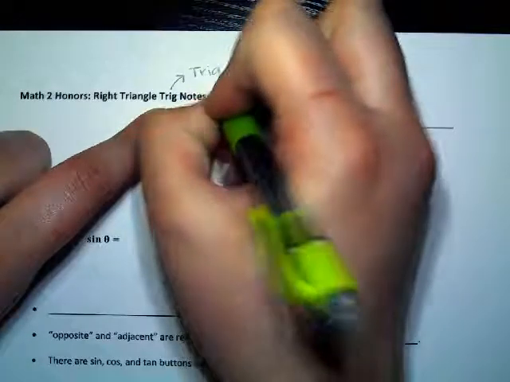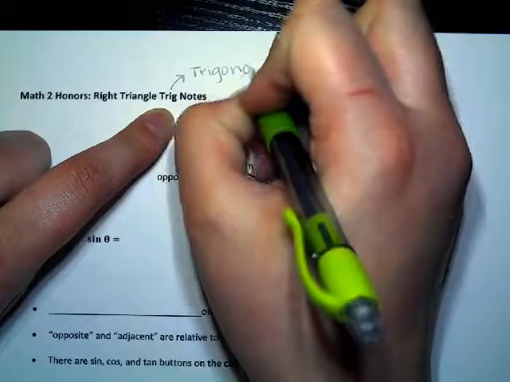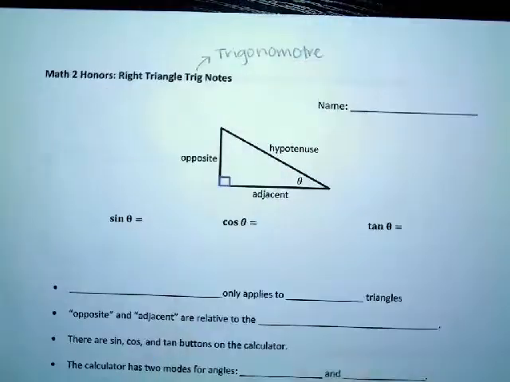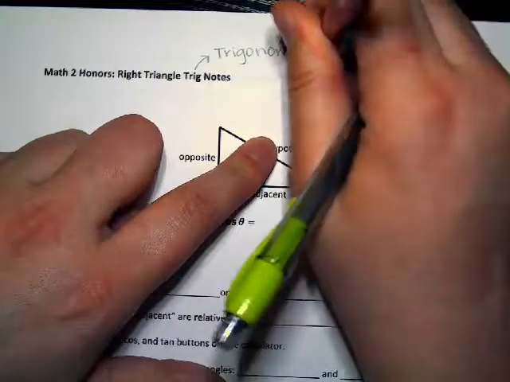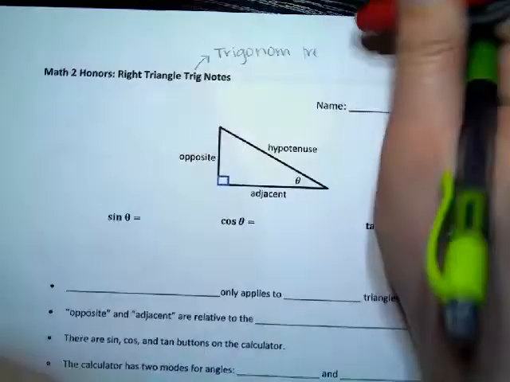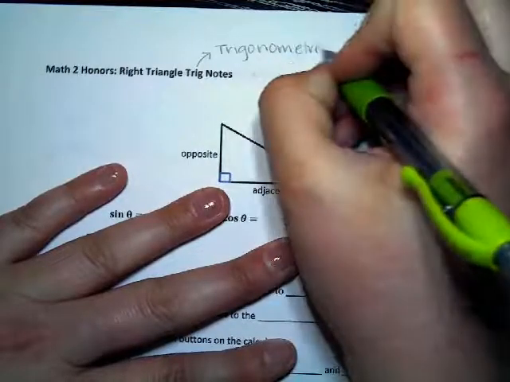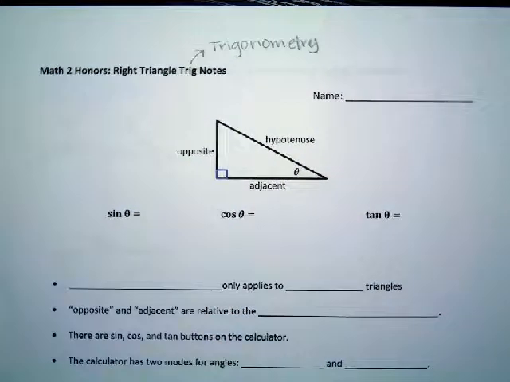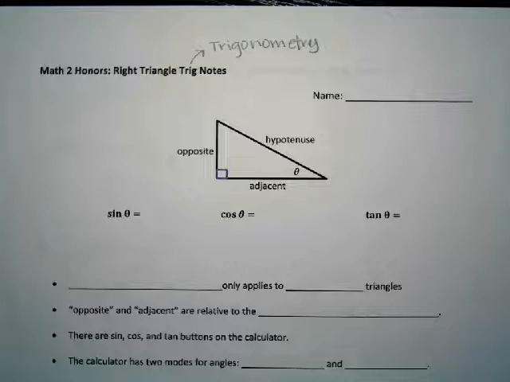Trig, O, nom, O, tree. Oh, goodness gracious. It tree. Sorry, not E. Ooh, I almost spelled that wrong. Trigonometry. I was spelling it phonetically, and then I was phonetically saying it wrong, so I was spelling it wrong. Trigonometry. Trig, O, nom, et tree. There we go.